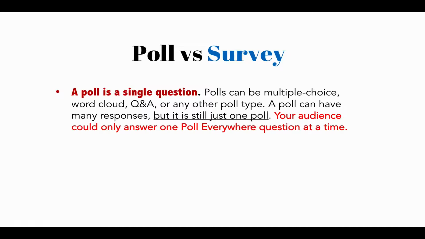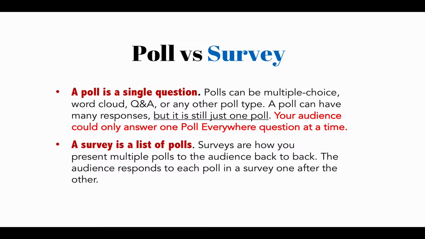But what if we want to have, let's say, 4 or 5 questions of different types? This is where we need a survey. A survey is a list of polls. Surveys are how you present multiple polls to the audience back to back. So let's say you have 4 questions, then you can have a combination of multiple choice, clickable image, open-ended questions, and so on. The students or the audience have to do the questions one by one until they have completed all the questions, and only then do they submit.